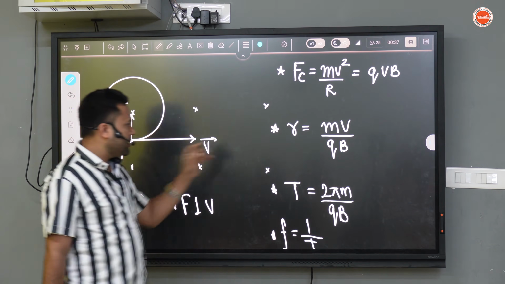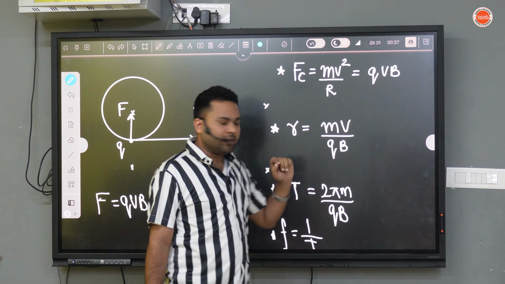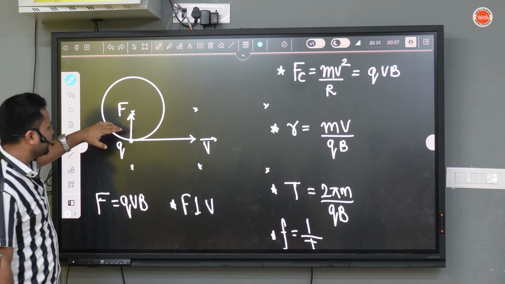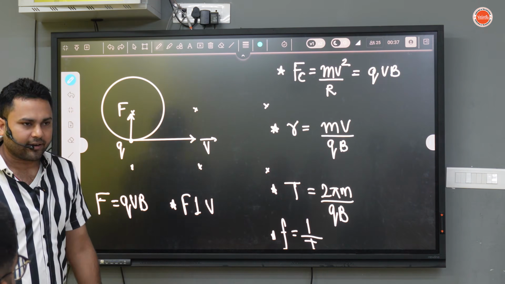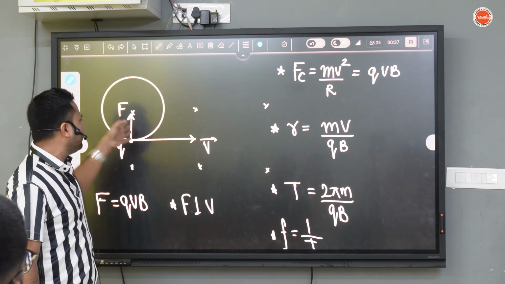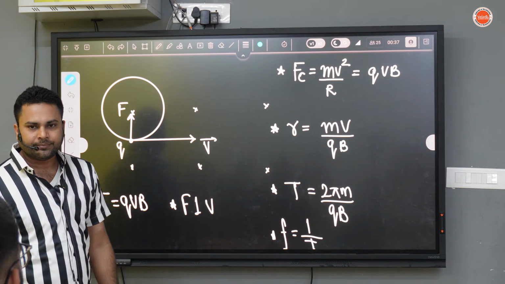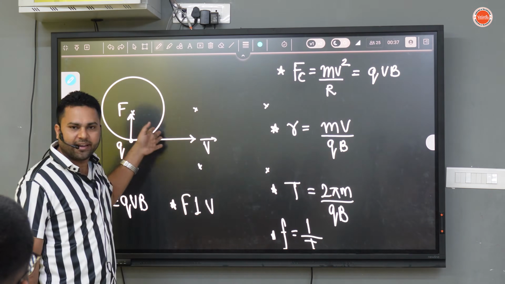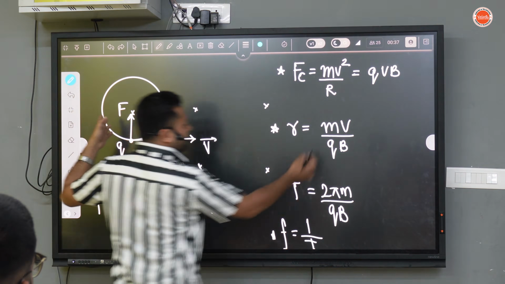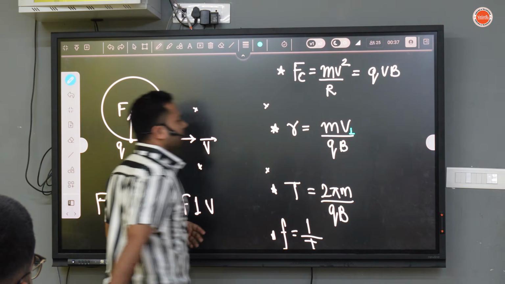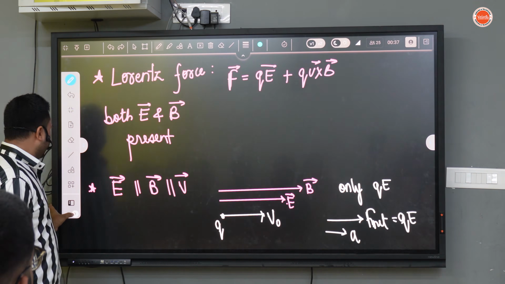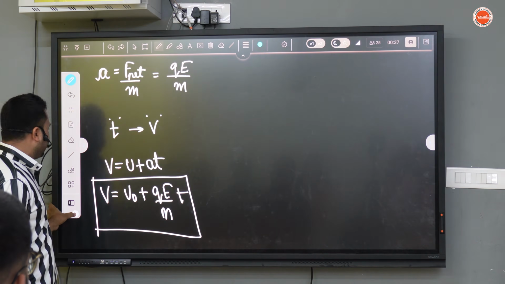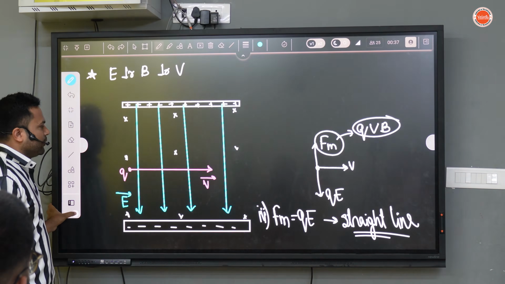See, here R equals mv by qB. Here automatically this magnetic field was perpendicular to velocity. So that's why I have not treated it, because automatically this velocity is perpendicular to the magnetic field. So you can write it also, you can leave it out also. But why am I writing it now? Whenever they give velocity making some angle theta with the magnetic field, this will help you.